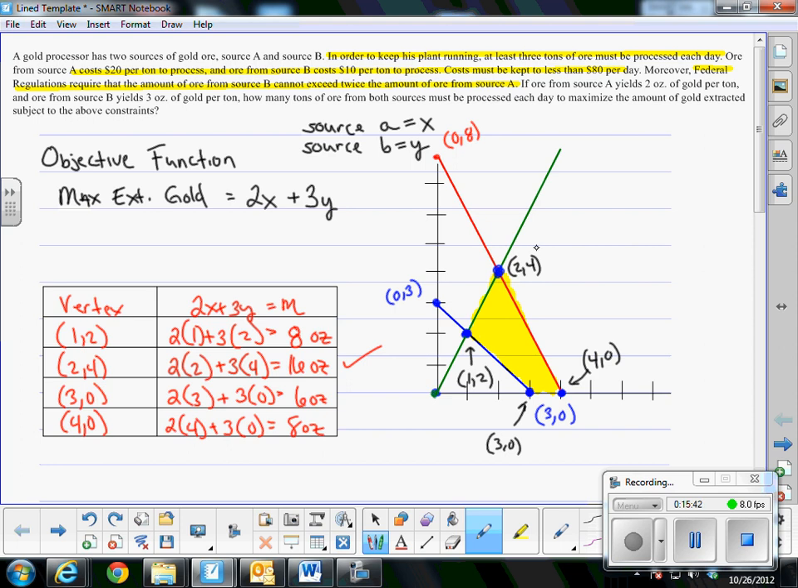What that means is the point (2, 4), that vertex, says I need to dig 2 tons from source A and 4 tons from source B to extract the maximum amount of gold.